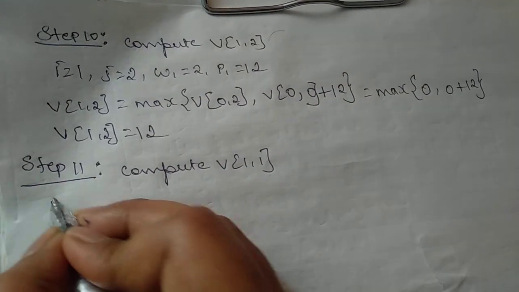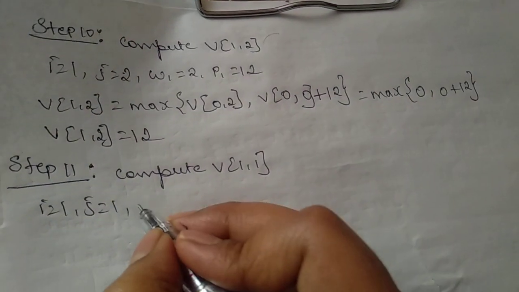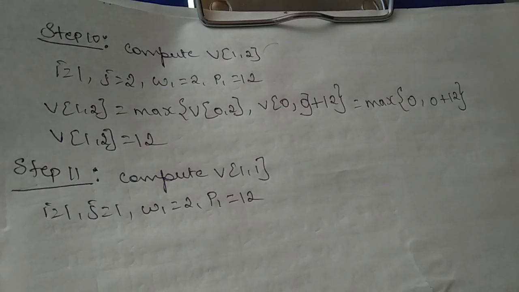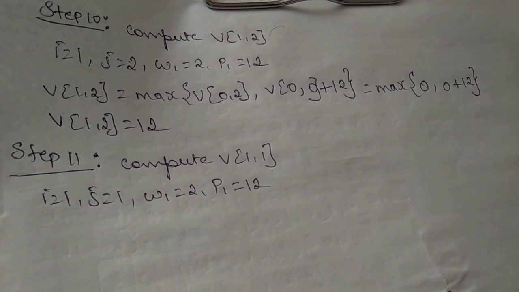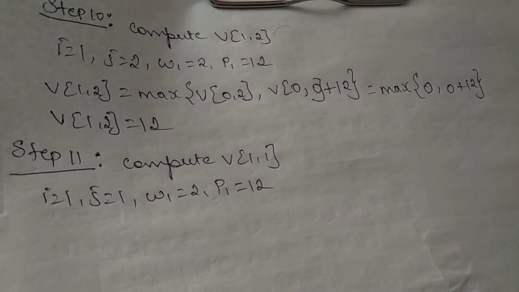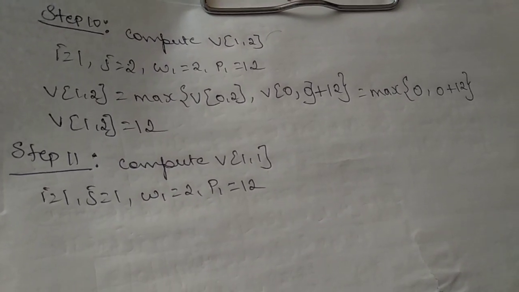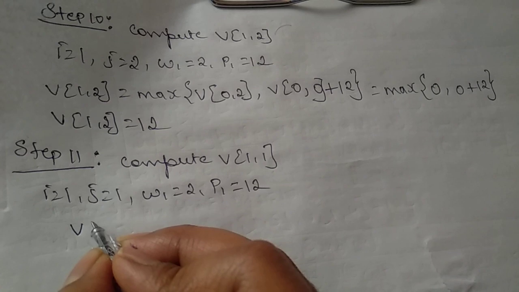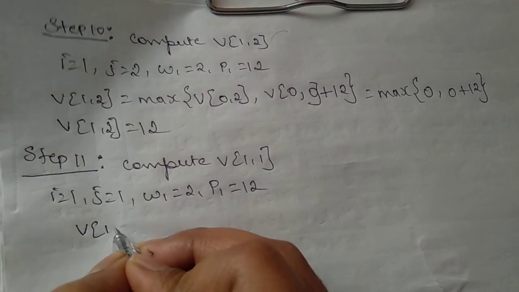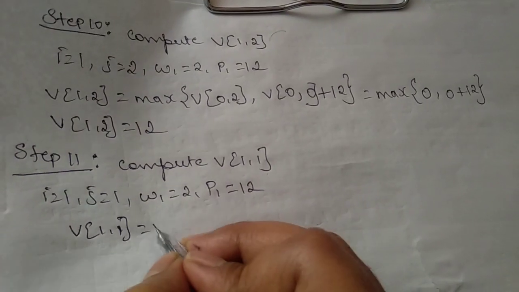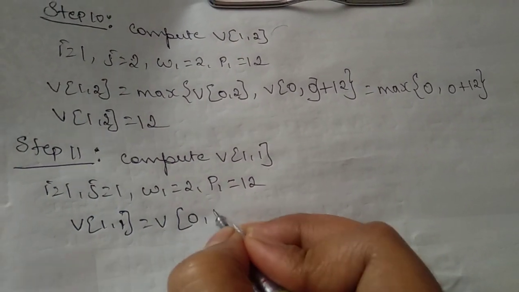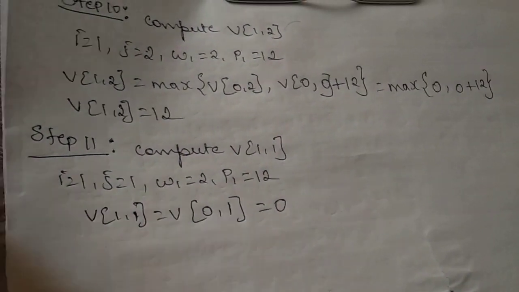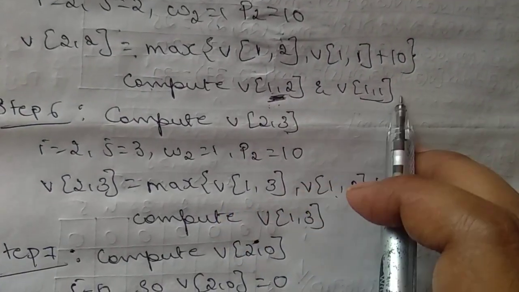Next, v of 1 comma 1 means i is equal to 1, j is equal to 1, then w1 is equal to 2, p1 is equal to 12. Now you see here w is greater than j. If w is greater than j, what you have to do? w is greater than j means v of 1 comma 1 is equal to v of i minus 1 comma j. i minus 1 is 0, j is 1, directly the value is 0. v of 1 comma 1 value is 0. Now we have done with v of 1 comma 2 and v of 1 comma 1.